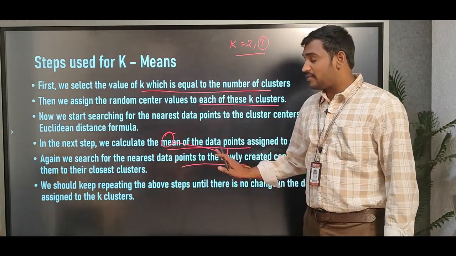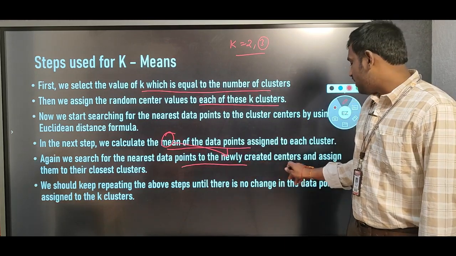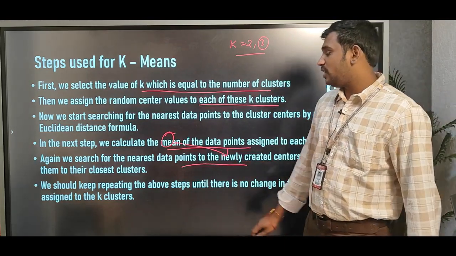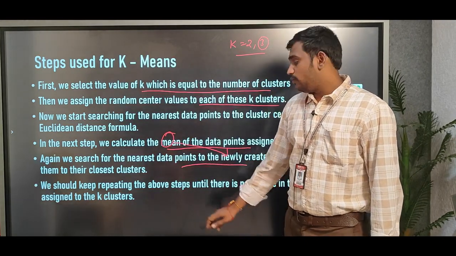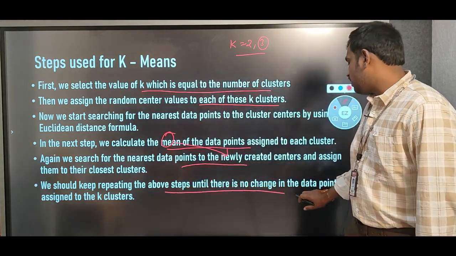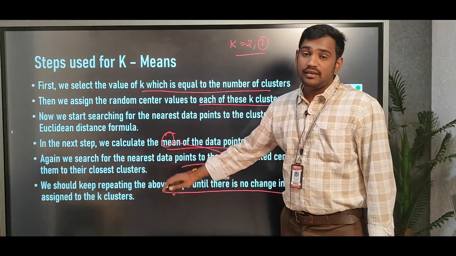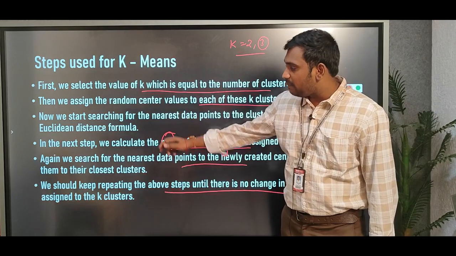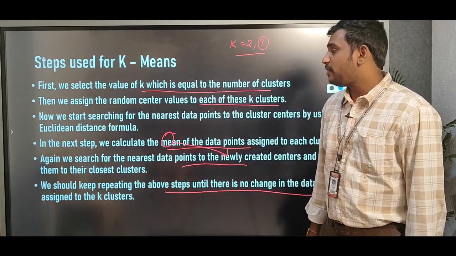A practical example will be there. Again, for the newly created centers, we assign the data points to their closest center. Again, we have to implement this. We should repeat the above steps until there is no change in the data points. So all these steps are iterative in nature. We have to repeat it again and again to get the exact data points finally.